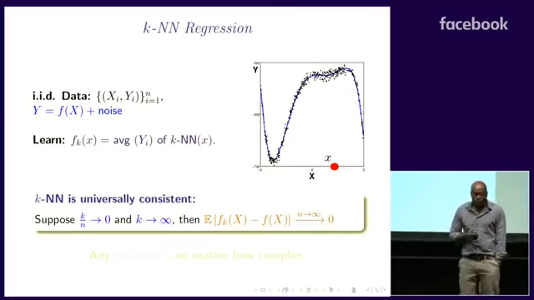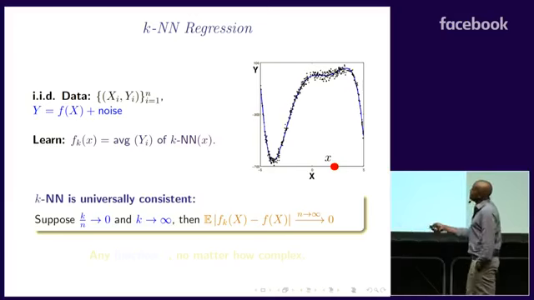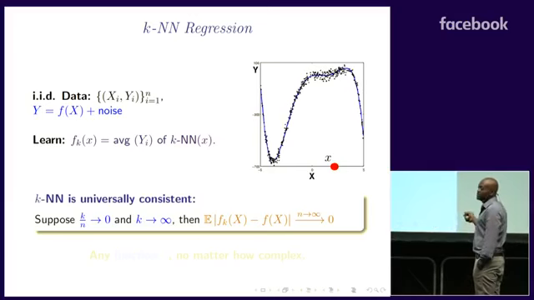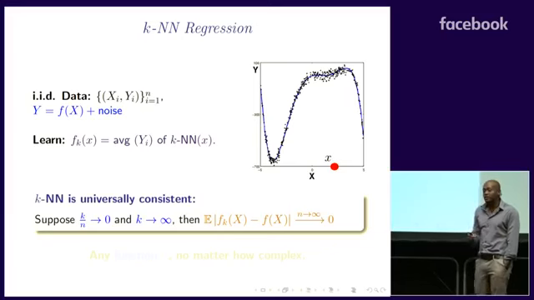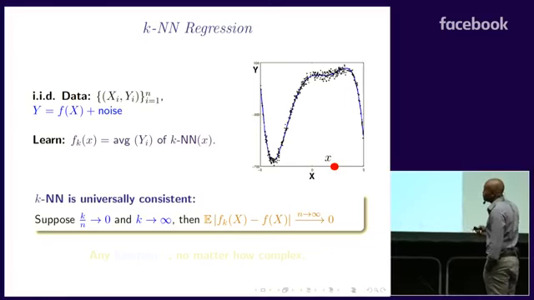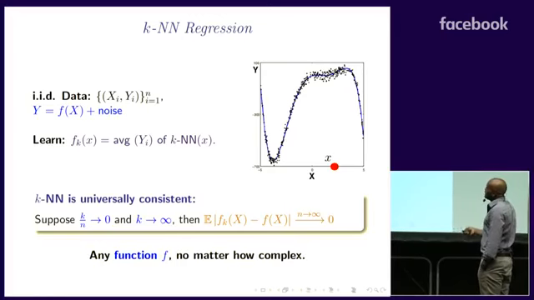And KNN is universal in the following sense: as the sample size increases to infinity, fk approximates f in expectation. Now, fk approximates f in expectation as long as k over n goes to 0, and as long as k goes to infinity. Those two conditions are quite important, and I'll explain in a second why. The key point here is that we don't make any assumption on f. F can be any function, no matter how complex. Fk would eventually approximate f as long as these conditions hold.